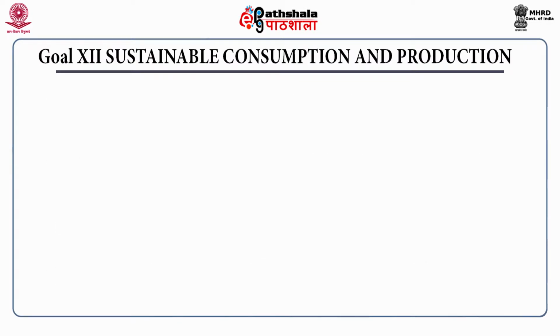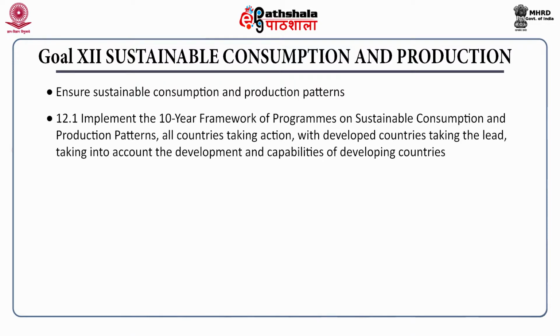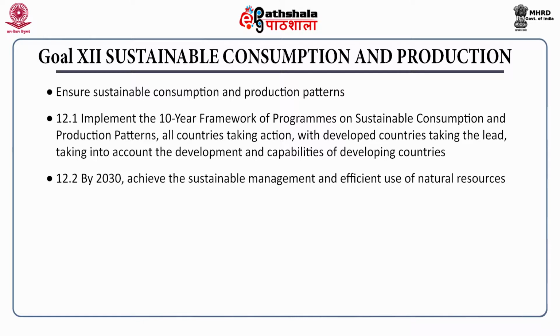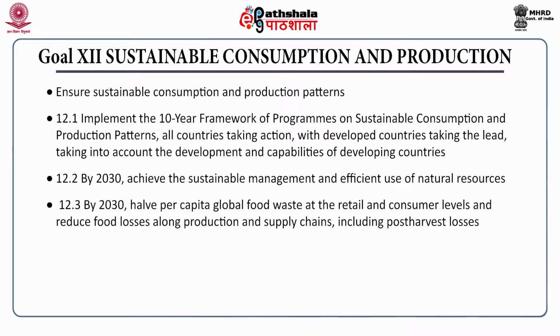Goal number 12, sustainable consumption and production. Ensure sustainable consumption and production patterns. Implement the 10-year framework of programs on sustainable consumption and production patterns. By 2030, achieve the sustainable management and efficient use of natural resources. Halve per capita global food waste at the retail and consumer levels and reduce food loss along the supply chains.